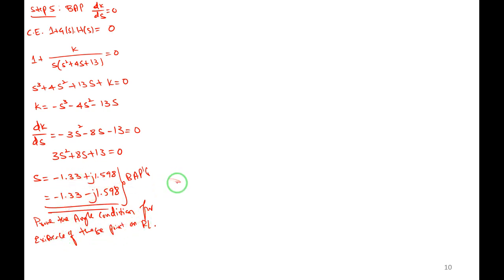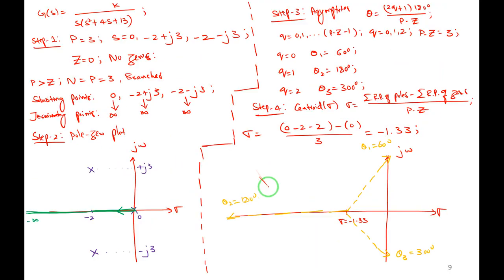But if I look at this, I cannot tell minus 1.33 plus j1.5. You can see here minus 1.33 will come here, plus j1.8, somewhere it will come here. I cannot tell whether it is on the root locus or not. Okay, fine. Let me assume it is there and we'll continue. And I think those are valid breakaway points. Let me check it.